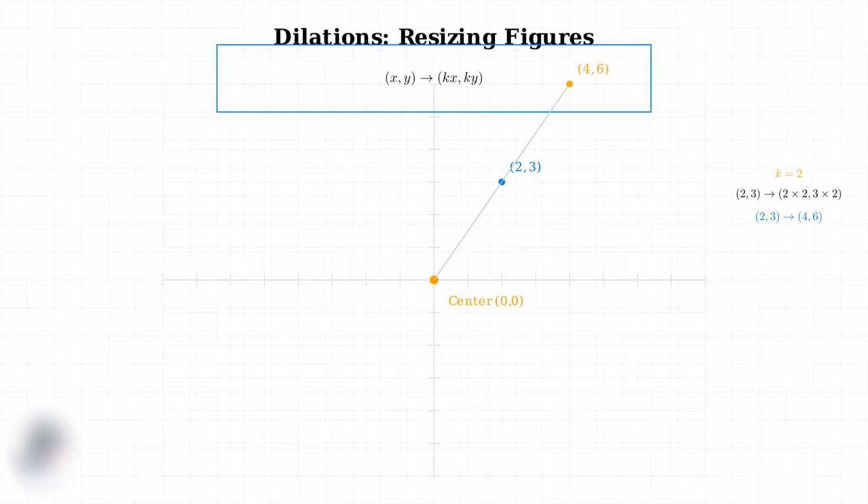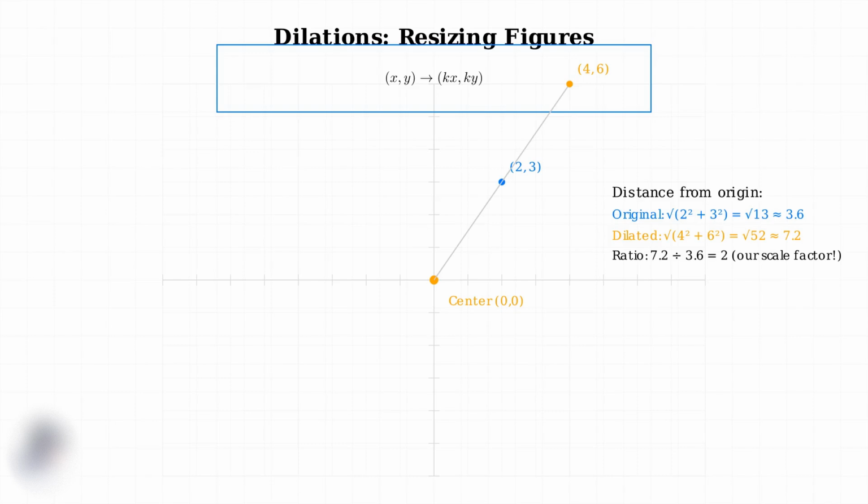Notice that both points lie on the same line through the origin. This is a key property of dilations. Points, their images, and the center of dilation are always collinear. We can verify our dilation by checking distances. The original point is about 3.6 units from the origin, while the dilated point is about 7.2 units away. The ratio is exactly 2, confirming our scale factor.